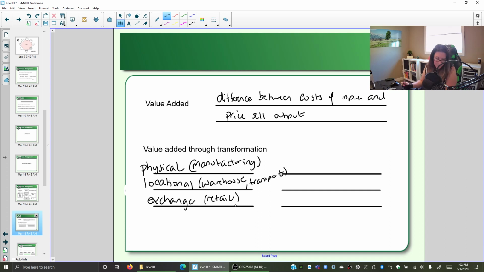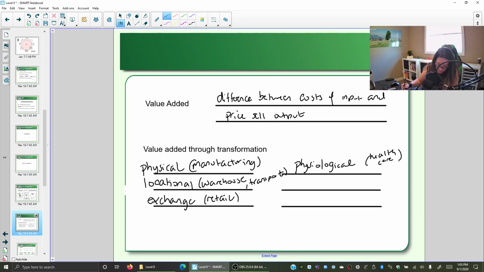Other types of transformation, we have physiological. Physiological is where we are changing the body. So for example, healthcare. So if you're changing the body, it's physiological.